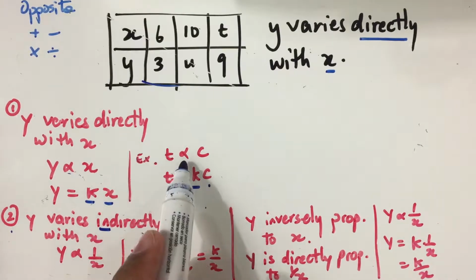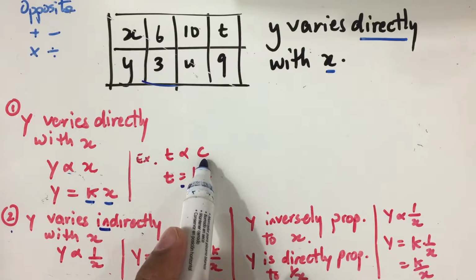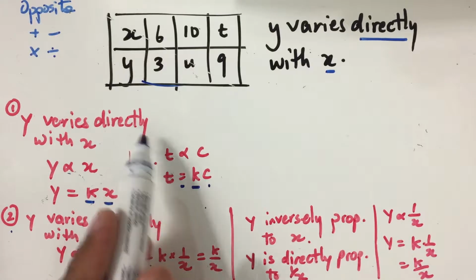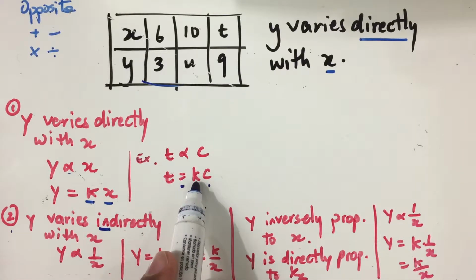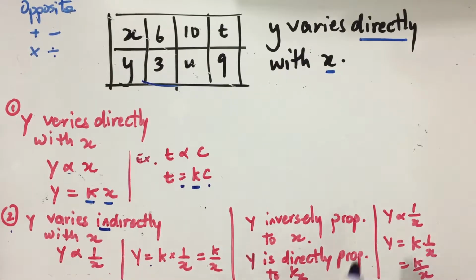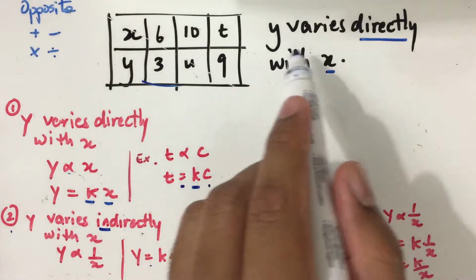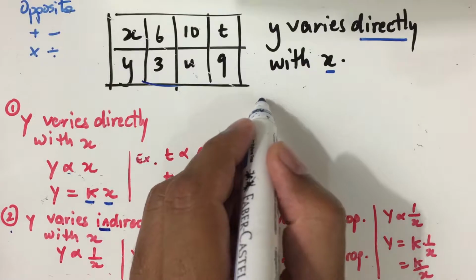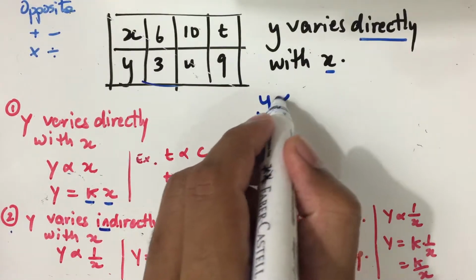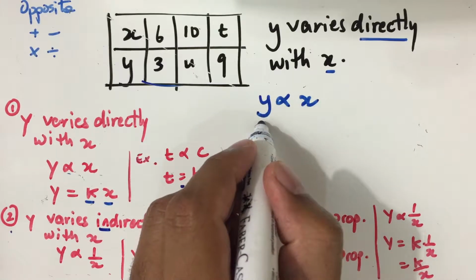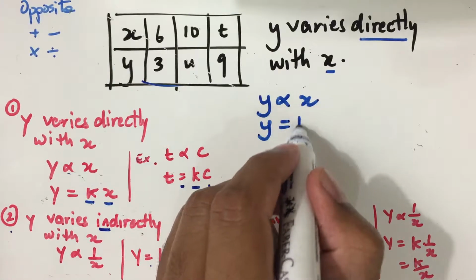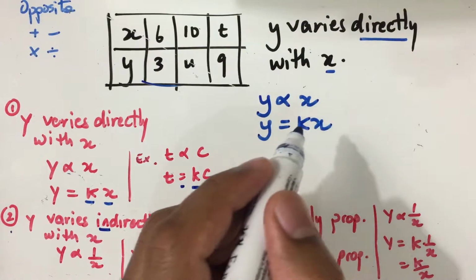If t is directly proportional to c, or t varies directly with c, then t is equal to some constant k times c. Now again, let's look at the question. Y varies directly with x, so that's y is directly proportional to x, and this can be rewritten as y is equal to some constant k times x.